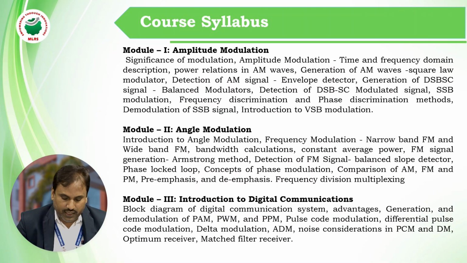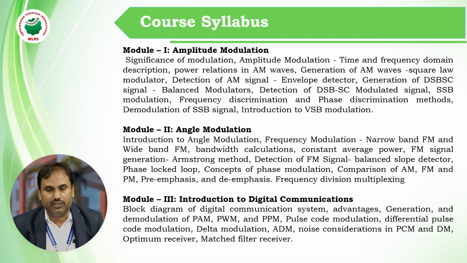Now, if you see the syllabus, in each module or unit, what are the contents and topics. If you look at this, module 1 is amplitude modulation. Our course covers analog communications and digital communication systems. In analog communications, there are analog modulation schemes. One modulation scheme is called amplitude modulation, and the second one is angle modulation.